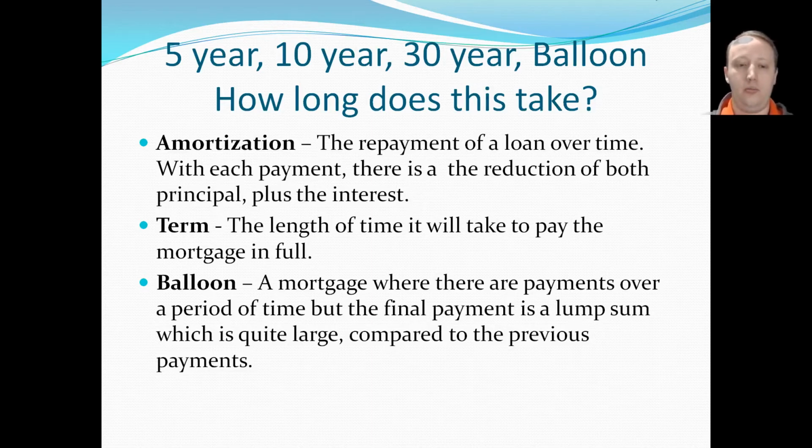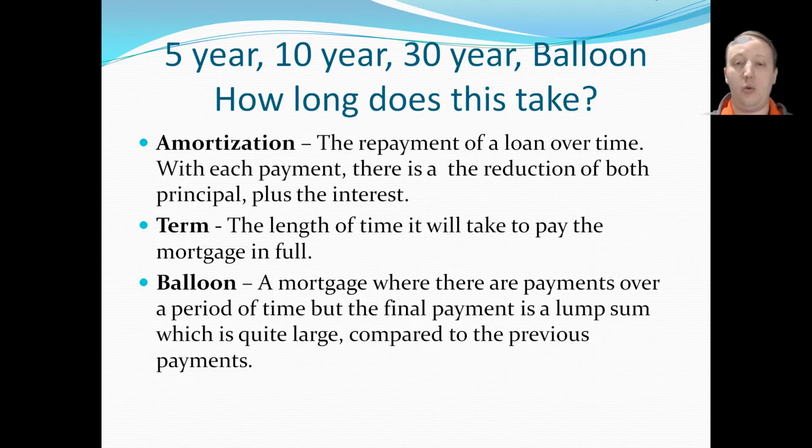And then one of the outliers that you'll see for different types of terms will be a balloon payment. Maybe it's a 5-year with a balloon payment or a 10-year with a balloon payment. And so you'll be paying a reduced rate. Well, here I'll just read the definition. A mortgage where there are payments over a period of time, but the final payment is a lump sum, which is quite large compared to the previous payments.